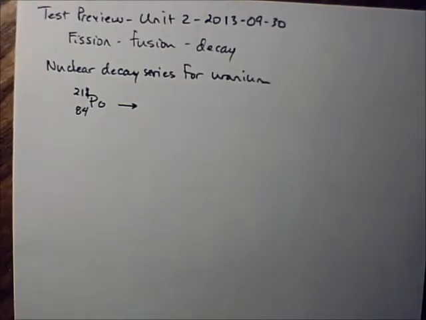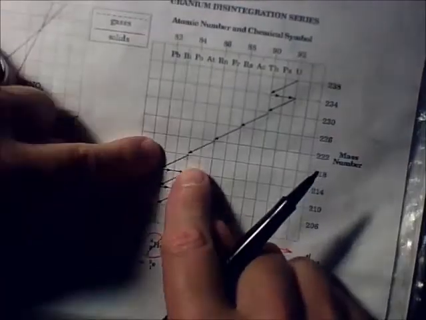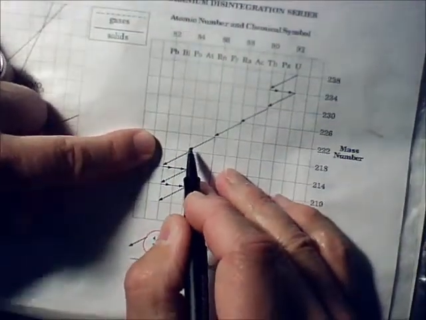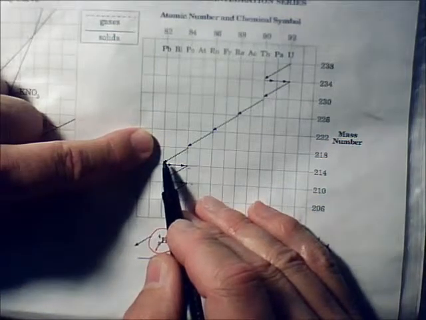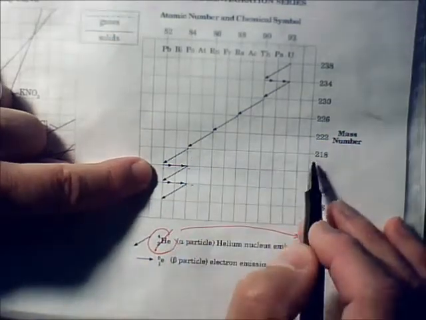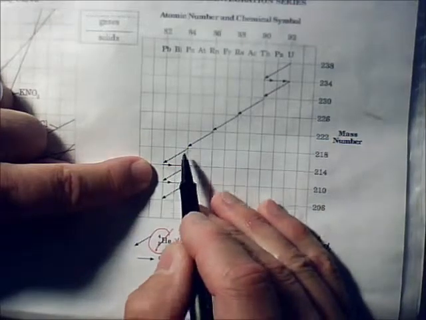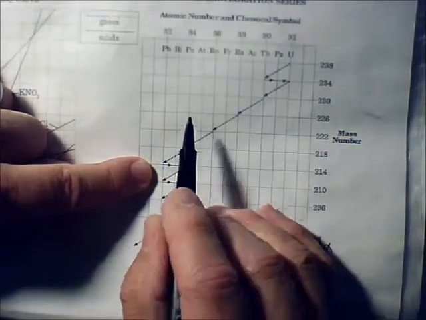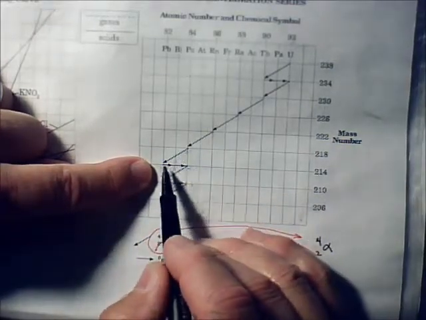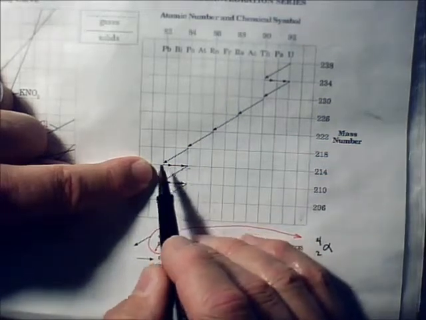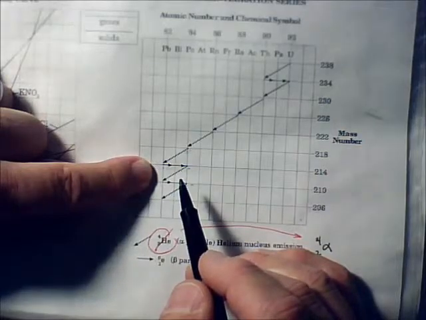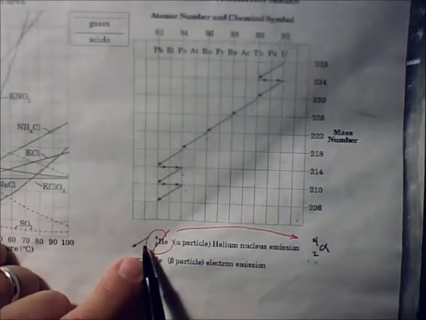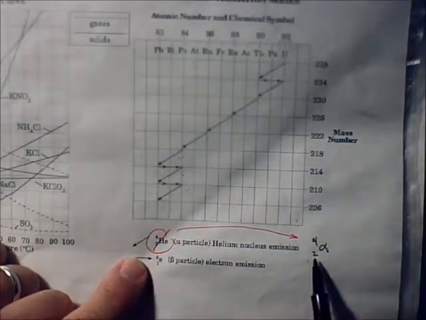All right, so looking at the decay series then for polonium, it's going through this kind of decay. It's losing a mass of 4 from here to here, and it's losing an atomic number of 2, from 84 to 82. That's an atomic number of 82. That means it's going through alpha decay. Well, it kind of tells you that down here. It says a diagonal arrow is alpha decay.